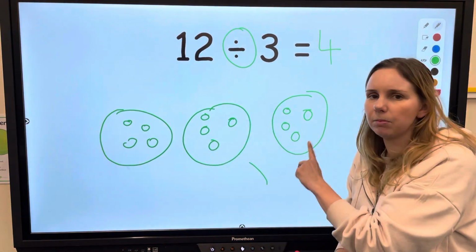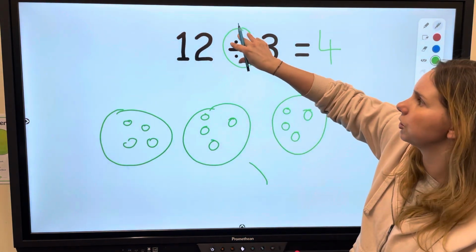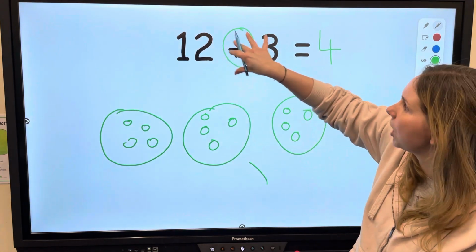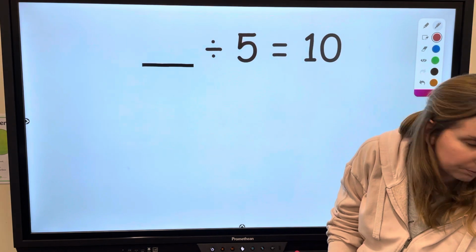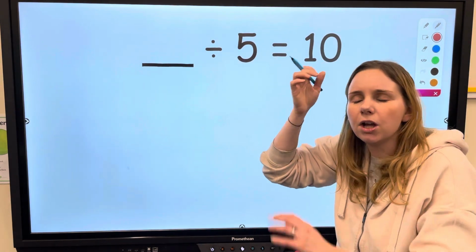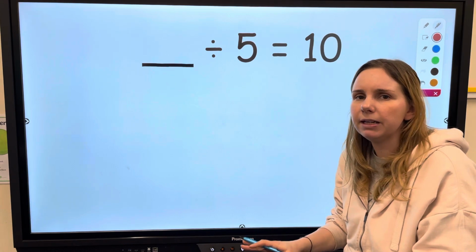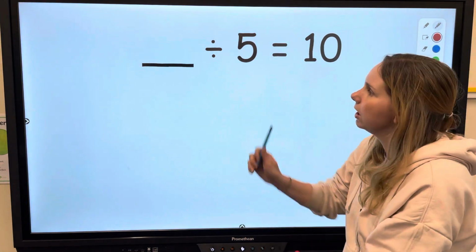I hope this is helping you. I hope this is reminding you of how we can work out. And this language of divide, remembering that shared by, shared into, should really help us out. This is what tries to catch us out. So just stop for a moment, have a think, and take it one step at a time.